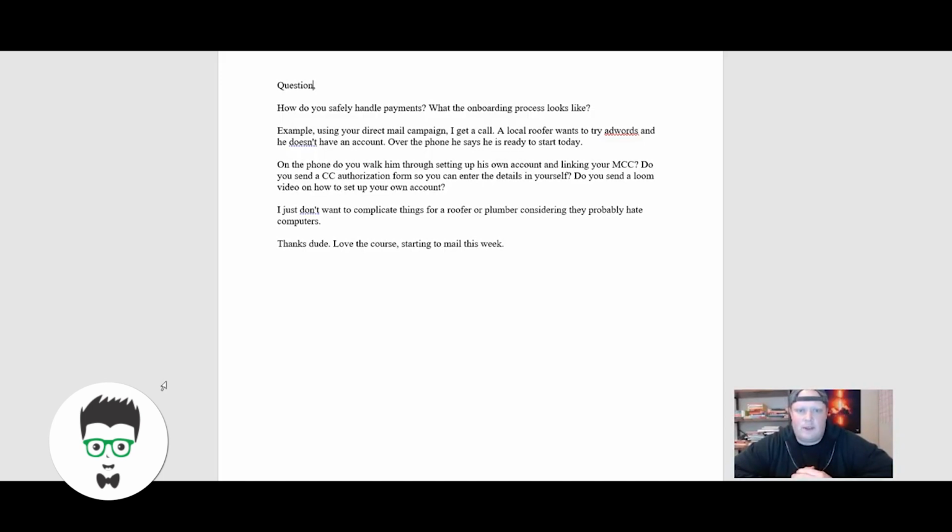Example, using the direct mail campaign. I get a call, a local roofer who wants to try Google Ads, does not have an ad account, but he says over the phone that he's ready to get going.